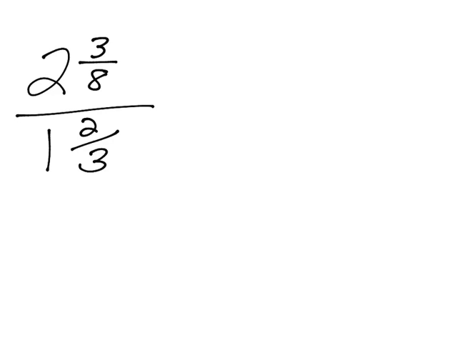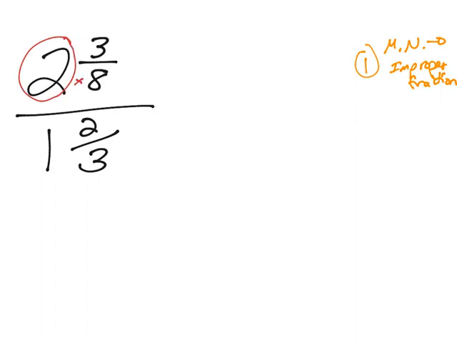So to simplify a ratio with mixed numbers, our first step is going to be to change your mixed numbers to improper fractions. You may or may not remember how to do this. Let's look at the numerator first. We're going to take the whole number and multiply by the denominator. So 2 times 8 is 16, and then we add the numerator, 16 plus 3 is 19, and we keep the denominator the same. So again, 2 times 8 and then plus 3.